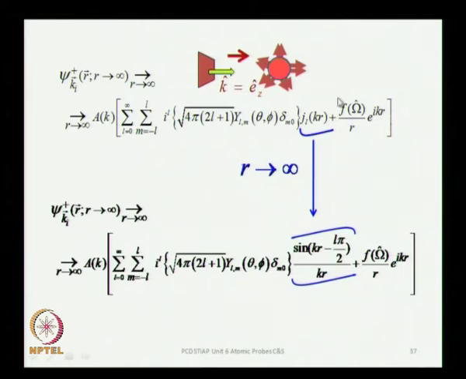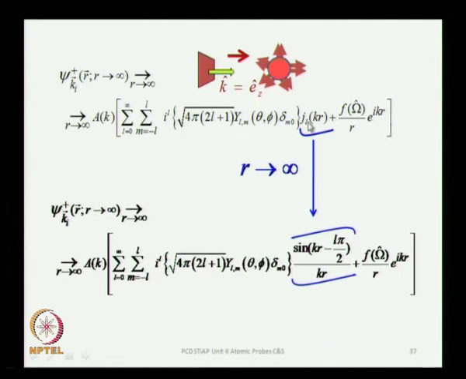You also know the asymptotic behavior of the spherical Bessel function. What is that? That is sin(kr minus L pi by 2) over kr. So, the rest of the terms are written just as they were.